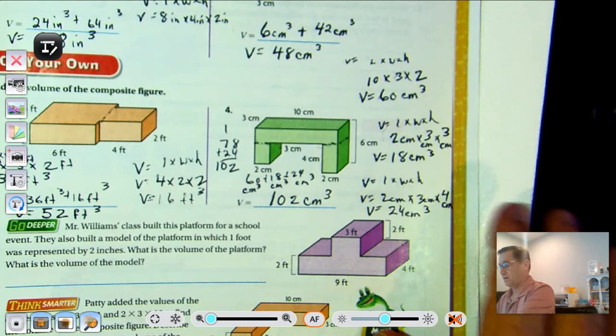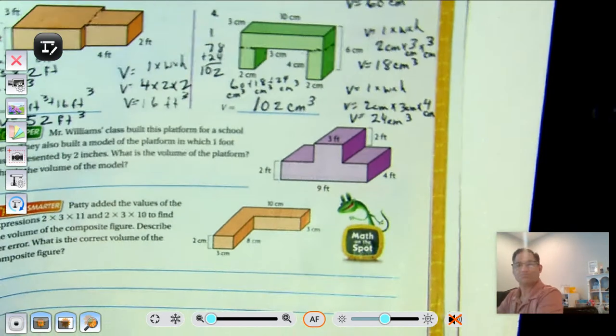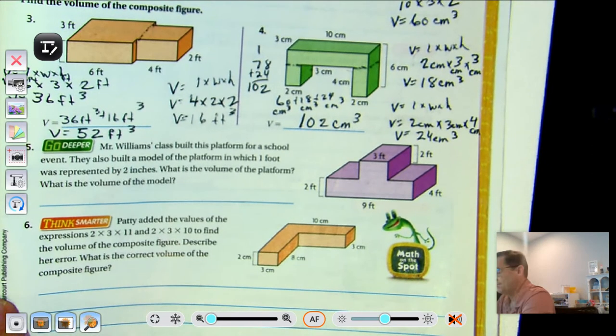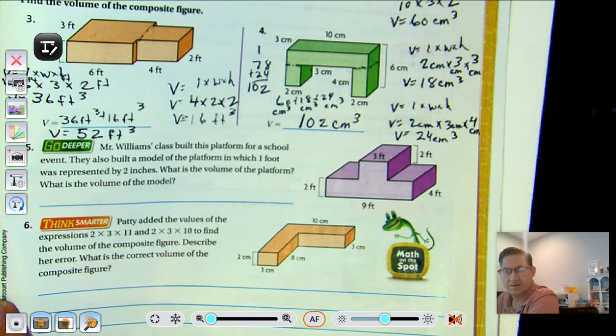All right, number 5. Mr. Williams' class built this platform for a school event. They also built a model of the platform in which 1 foot was represented by 2 inches. What is the volume of the platform? What is the volume of the model?